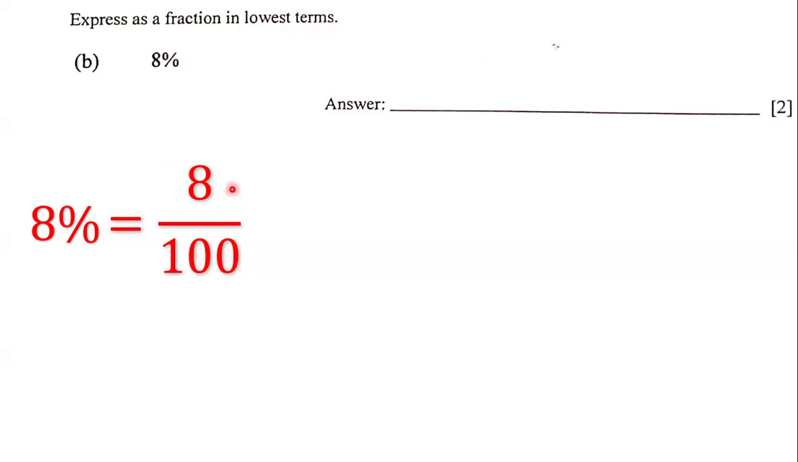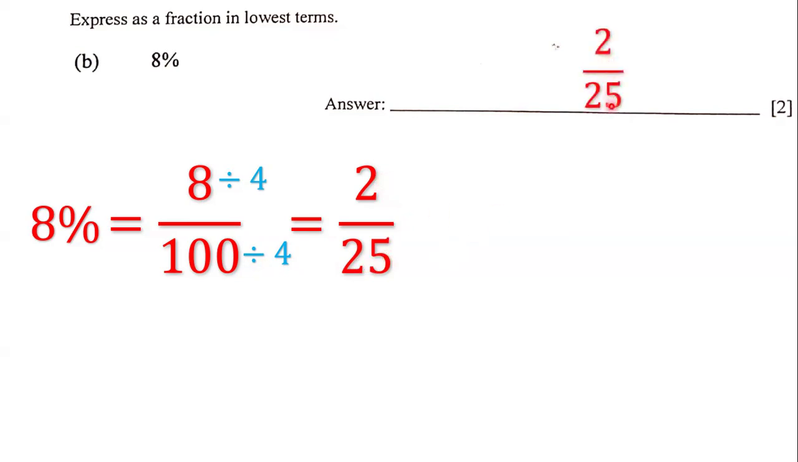So 8 over 100 is 8% as a fraction, but it's not in lowest terms yet. We have to simplify it further. So we have to find a number that can go into both 8 and 100. What number is that? Well, let's use 4. So 4 goes into 8 how many times? Well, 4 goes into 8 twice, and 100 divided by 4 is definitely 25. And this is in simplest form because 2 is a prime number, and so we have 2 over 25. And so 8% as a fraction in lowest terms is 2 over 25.